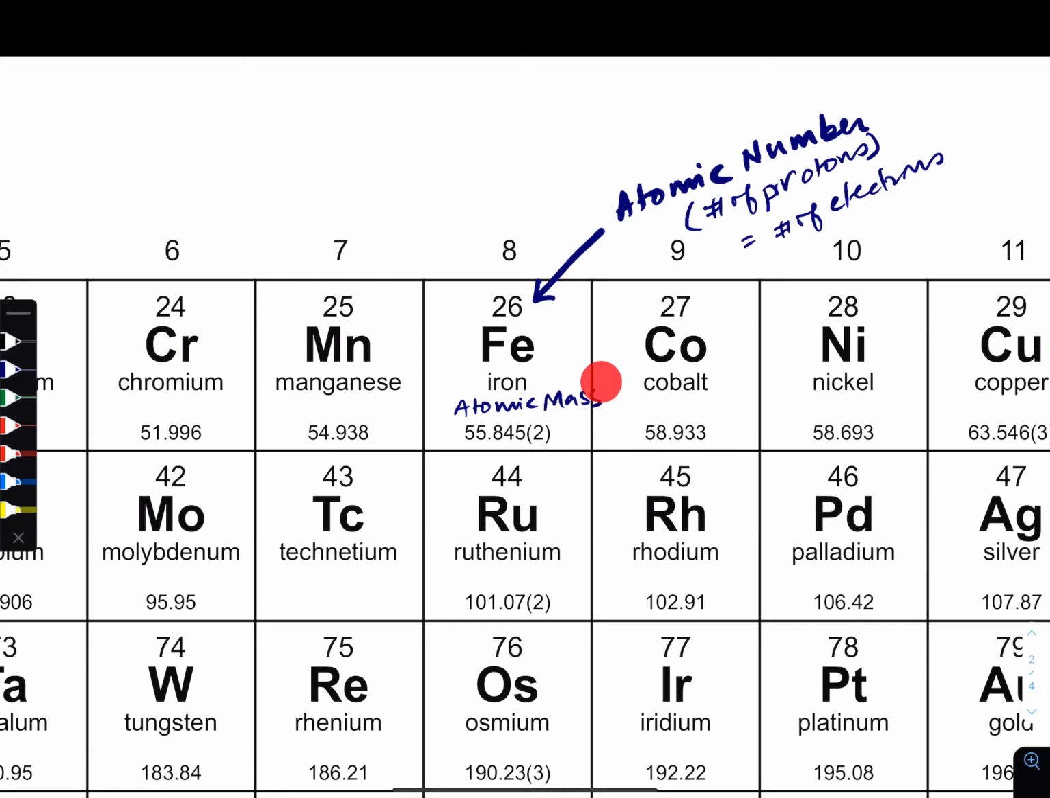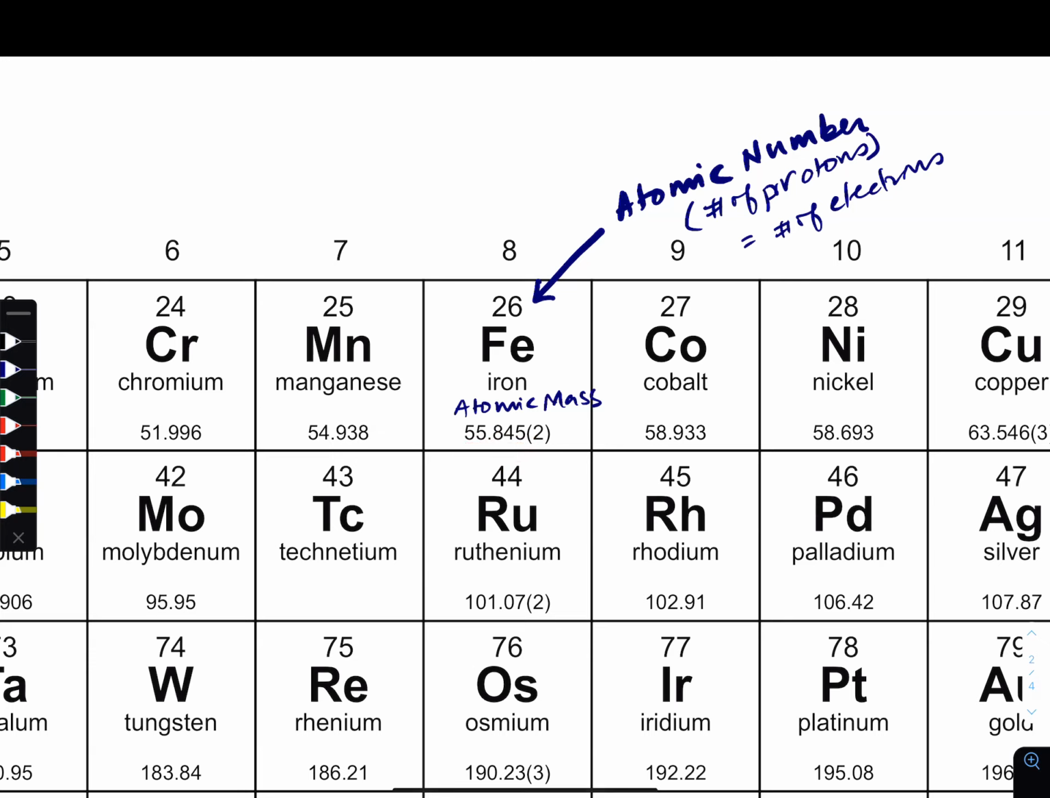Now let's talk about the atomic mass. The atomic mass is an average of many different forms of this element. Right here, for example, in this periodic table, you can see the number 2 in parentheses to the right of the atomic mass. That number 2 means that there are two different forms of iron, and the average of those two forms gives you this atomic mass, 55.845.